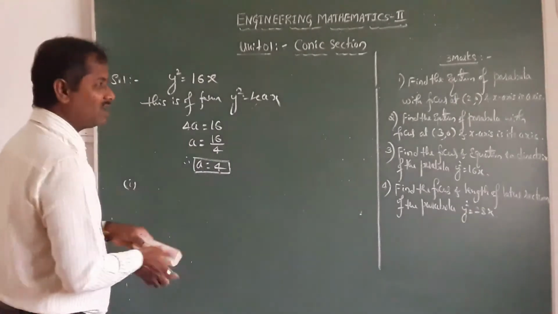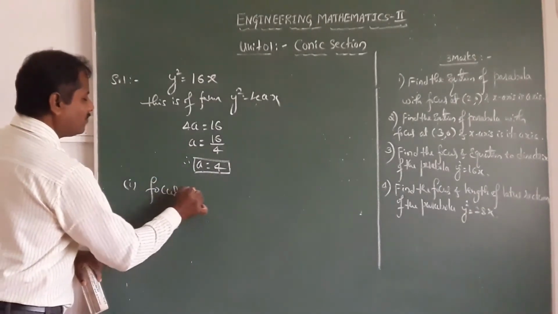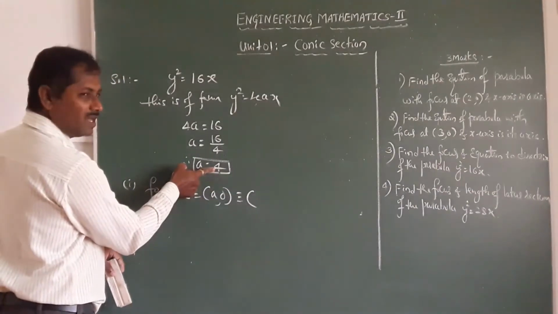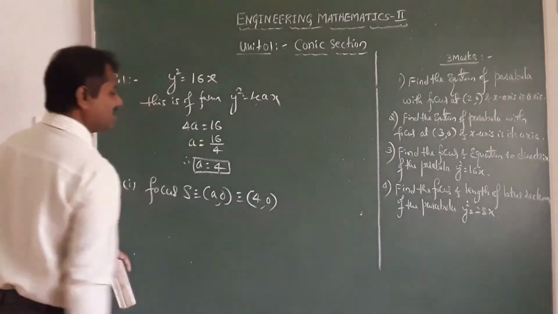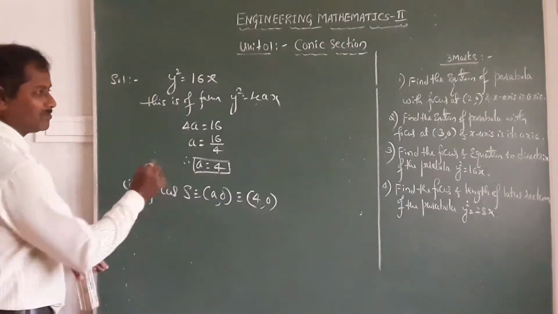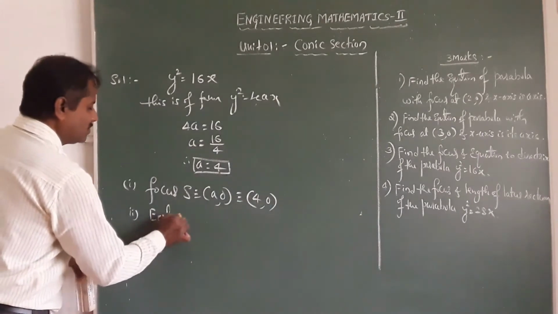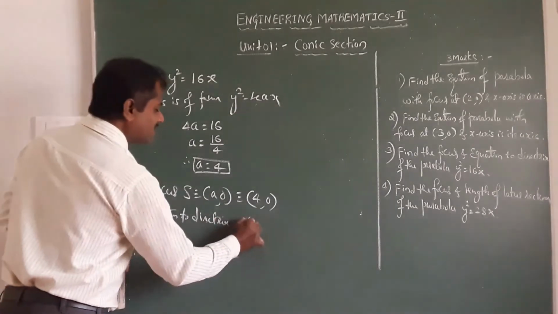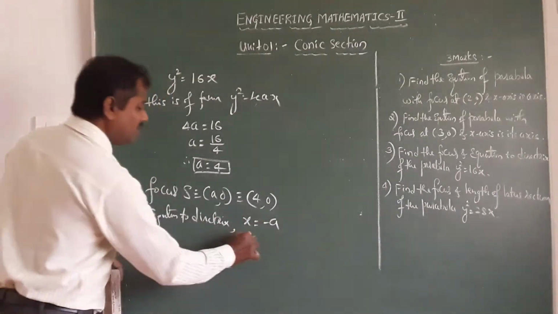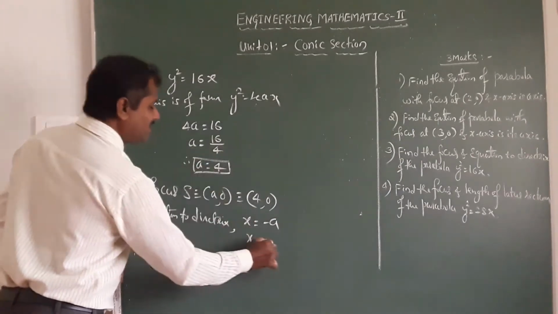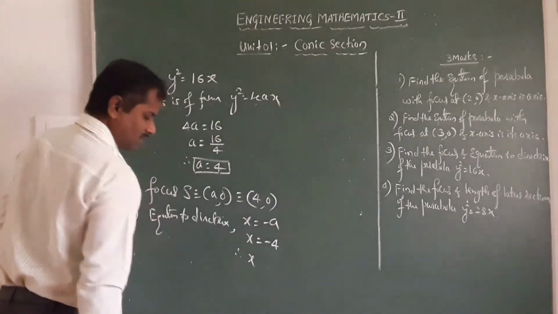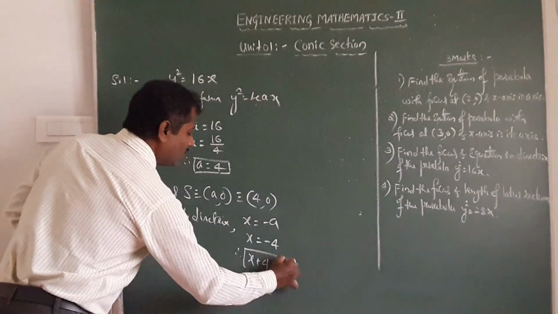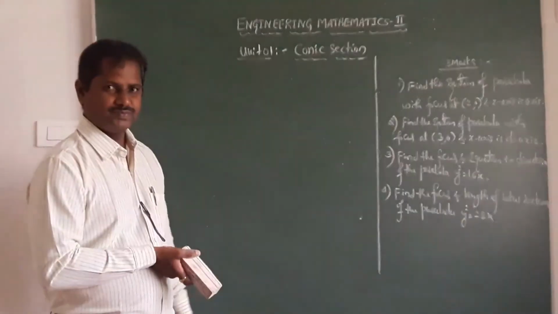The first thing asked is the focus. So how to find the focus? S is equal to (a, 0). Here we have already found the value of a, so the focus is (4, 0). And the other thing asked is the equation of the directrix. What is the equation of the directrix? It is x is equal to minus a. So here x is equal to minus 4, or we can write x plus 4 is equal to 0. And this is the equation of the directrix.